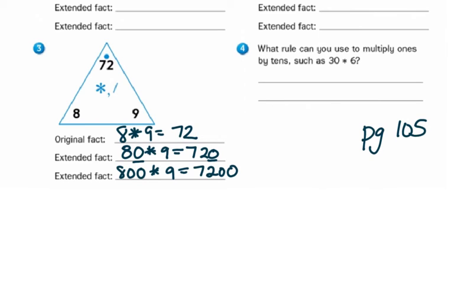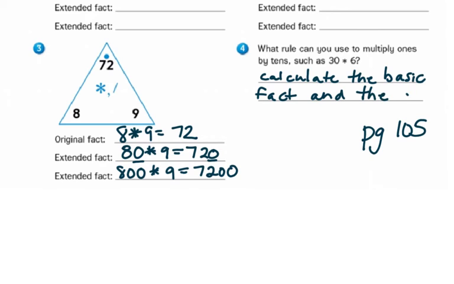Number 4, what rule can you use to multiply ones by 10, such as 30 times 6? Well, you calculate the basic fact, or solve for the basic fact, and then attach 0 onto the end. So in this case of 30 times 6, we would add on 1 zero.